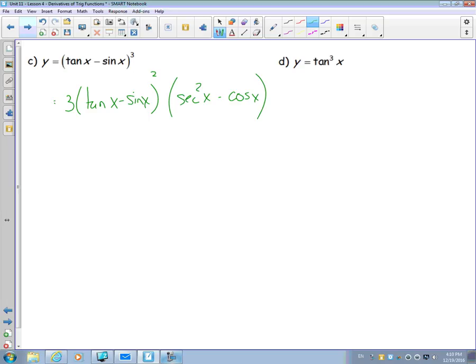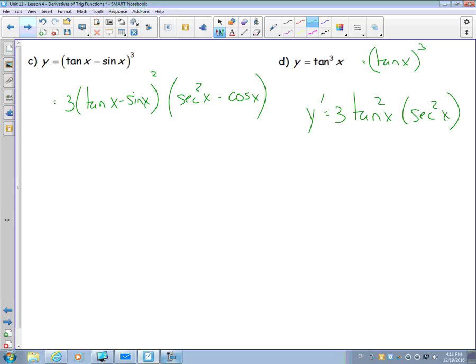Now you're probably going to ask, can I go any further with that one? And this one you can't. That's as far as you can go with that. And if we try the last one, tan cubed x, which just really means tan x cubed, our derivative will be 3 times tan x squared times the derivative of that, which is secant squared. And again, can't really go any further.